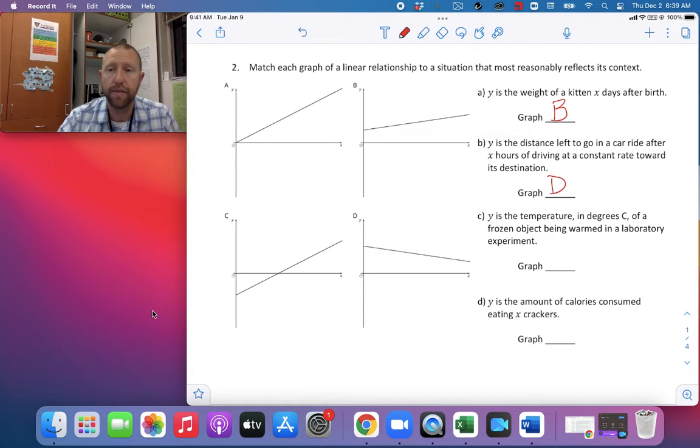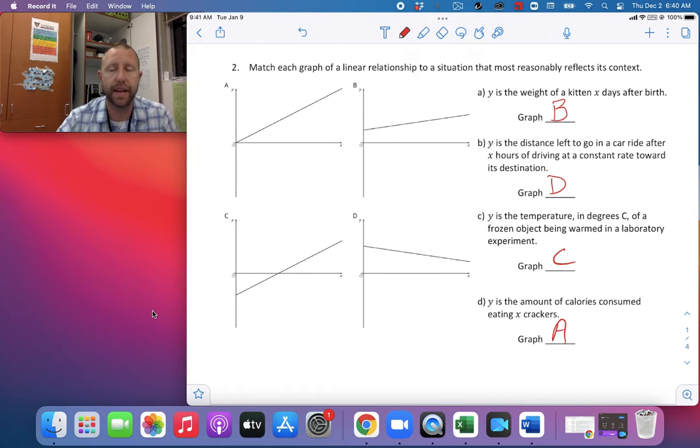For the next one, it says y is the temperature in degrees C, of a frozen object being warmed in a laboratory experiment. So something frozen, that's telling me it's starting below 0, and then it's being warmed up. The temperature is increasing, going up, and that's C that represents that. And then finally D, it's the only one that's left, but let's read it anyways. Y is the amount of calories consumed eating x crackers. So yeah, before you've eaten any crackers at all, obviously you've consumed 0 calories, so it's going to start at 0. And then as you eat more crackers, it's going to go up at a constant rate, right?